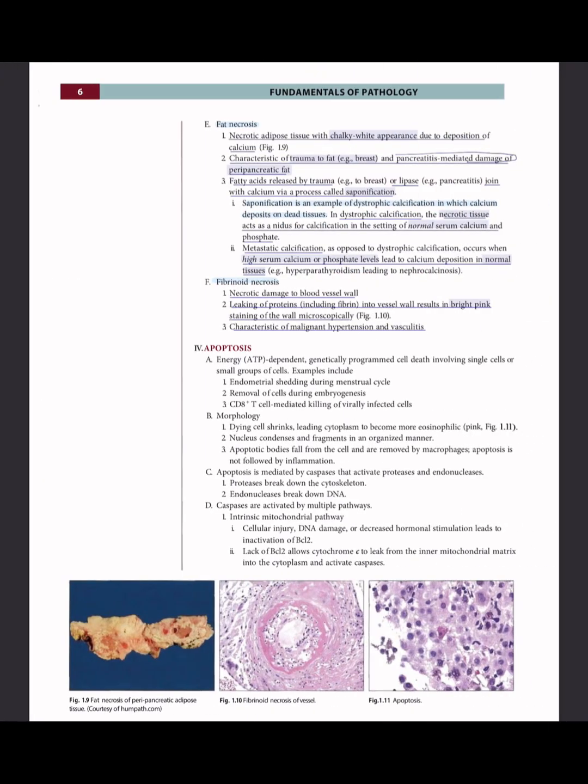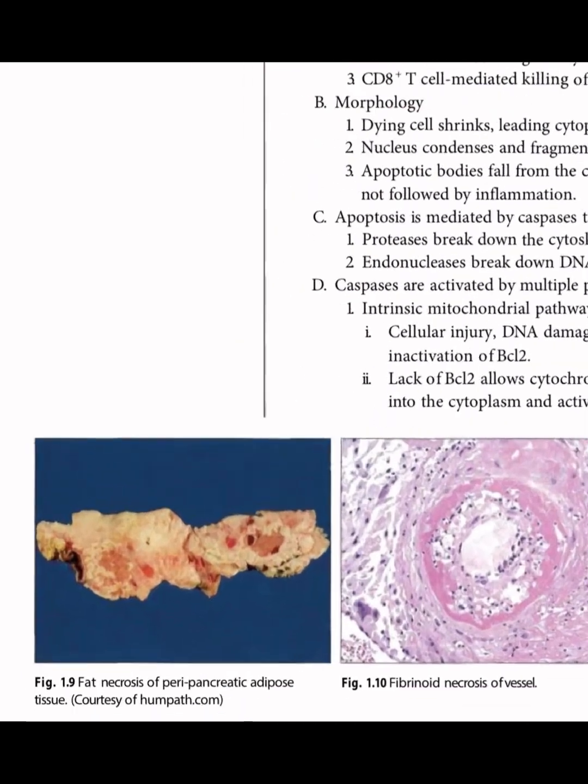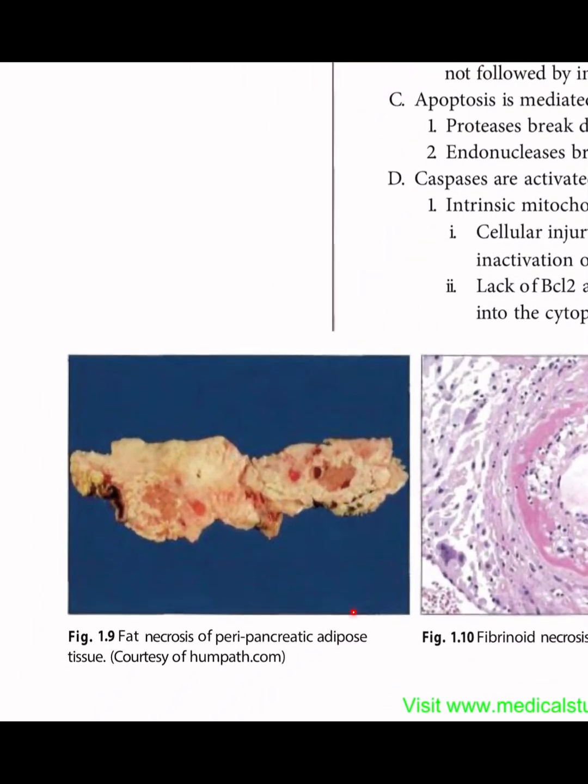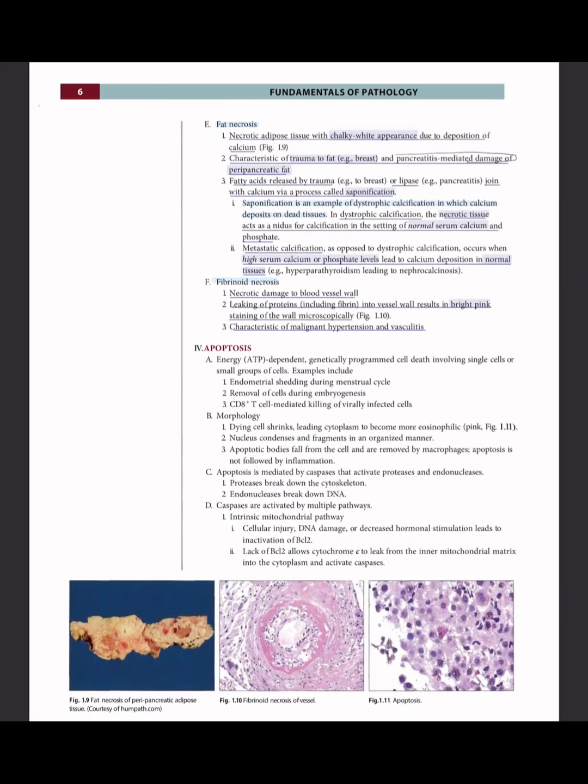Fat necrosis. Necrotic adipose tissue with chalky white appearance due to deposition of calcium. So here we have a figure of fat necrosis of peripancreatic adipose tissue, and it's giving a chalky white appearance due to deposition of the calcium. Characteristic of trauma to fat, for example breast, and pancreatic-mediated damage of peripancreatic fat.